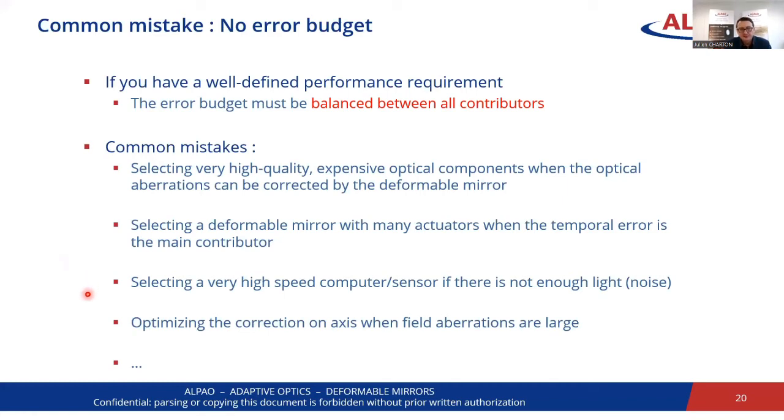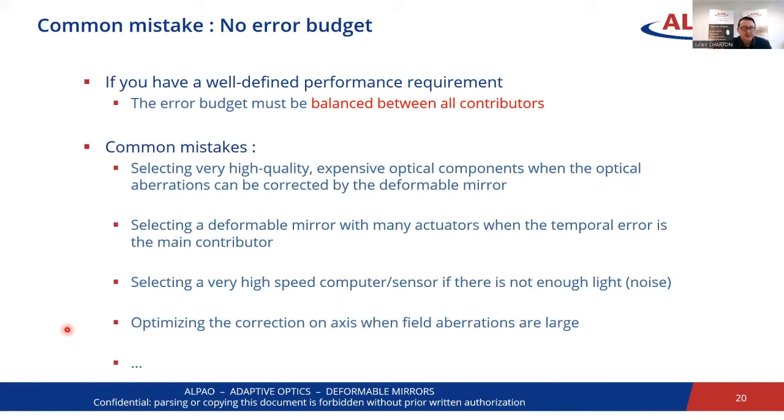Again, about the speed, now computers are very fast, so it may be easy to speed up the processing, but at some point you will be limited by the noise. If you don't have enough light in each of your measurements, then your loop may run very fast, but it will just see noise. So again, you have to make a trade-off between the signal-to-noise ratio and the speed of your adaptive optics loop, because if you are only correcting noise very fast, it won't help to recover the signal.